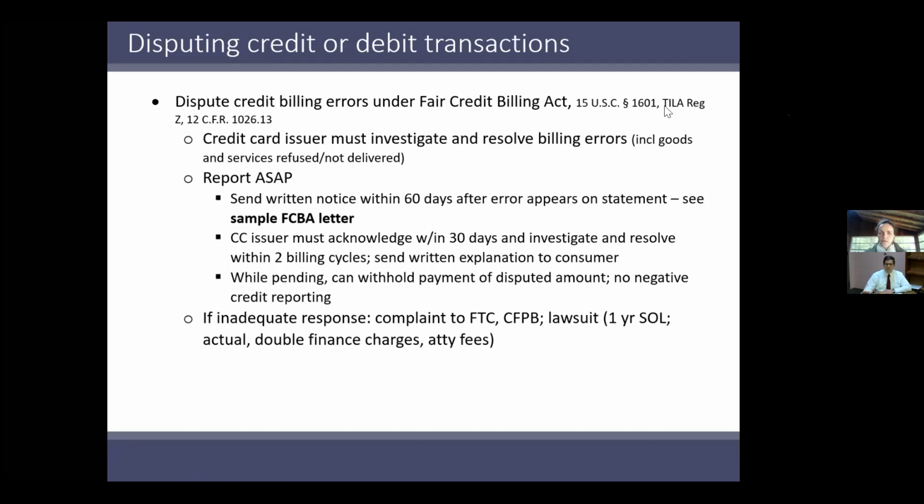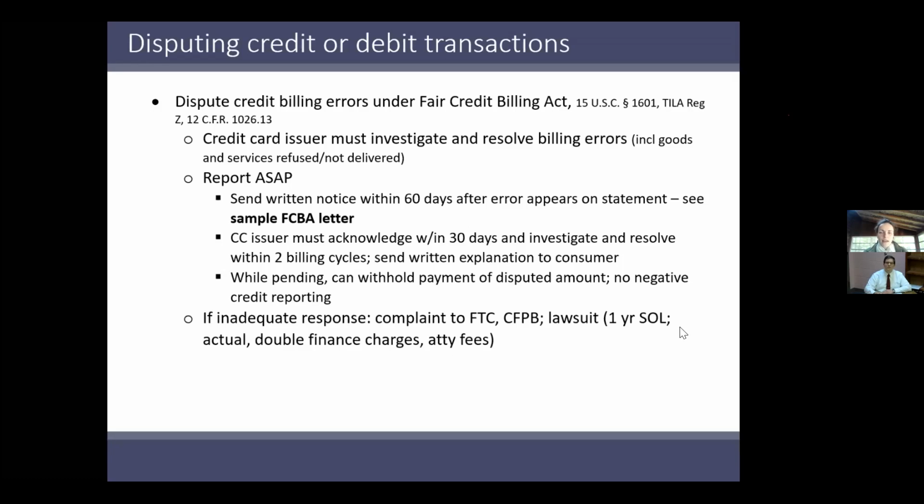It's important to report as soon as possible, because the sooner you report it, the better. And there is a hard 60-day limit, I think it's 60 days after the error appears on the statement. There's a timeline in which the credit card issuer has to acknowledge it, and they need to send a written explanation. And while that investigation is pending, the consumer can withhold payment of the disputed amount, which can be huge for people. We have a sample letter here that you can give out to clients.